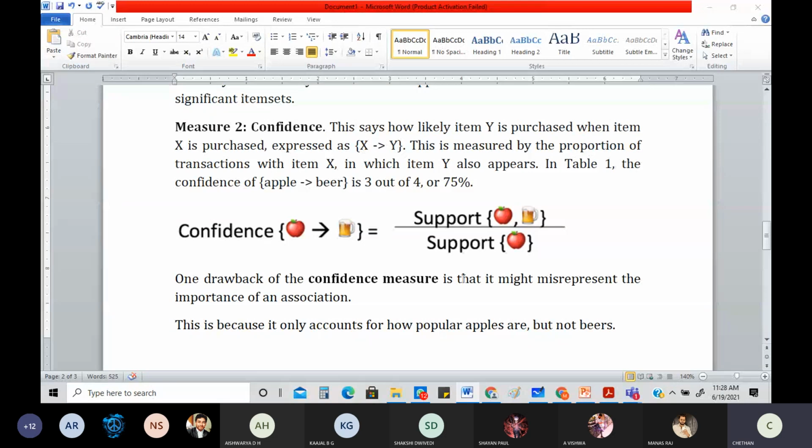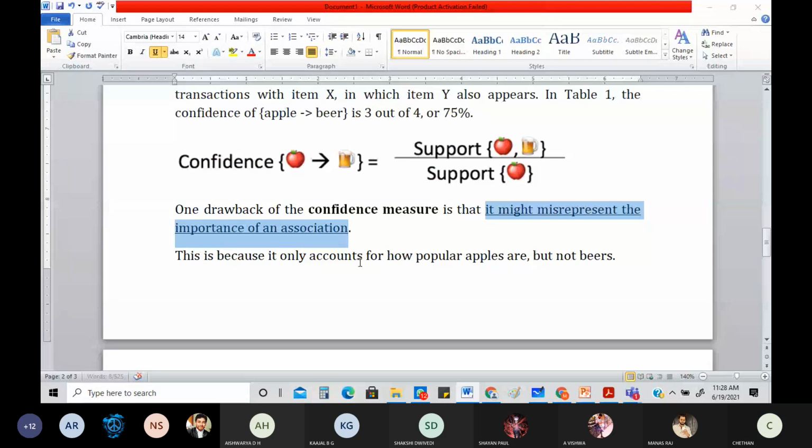Okay, how do you think that can be? This is because it only accounts for how popular apples are. Okay, how popular apples are, but not beers. In fact, in this example, you can see which is the most frequently bought item, which is the most popular item. It is not apples, it is a beer.